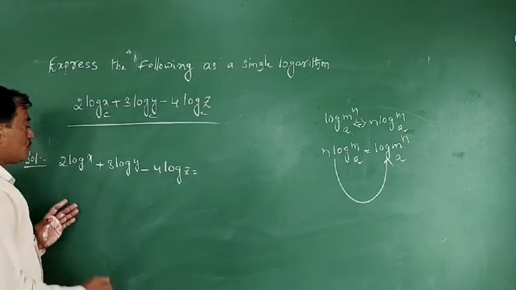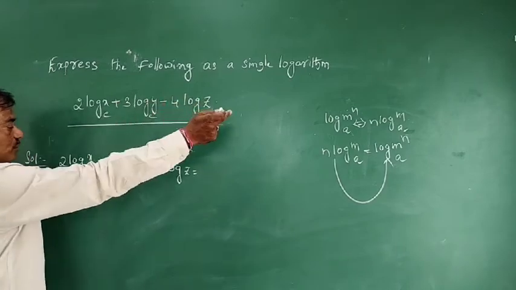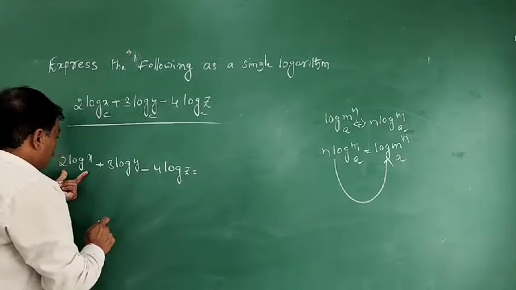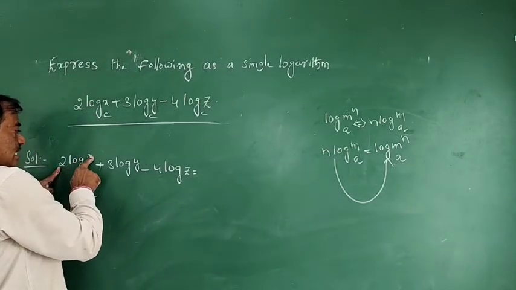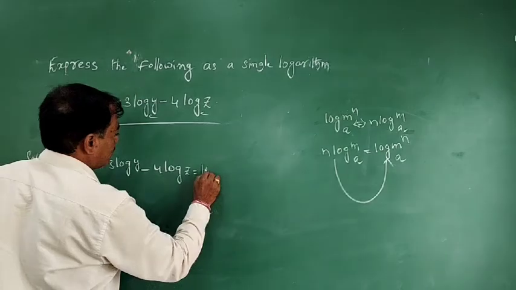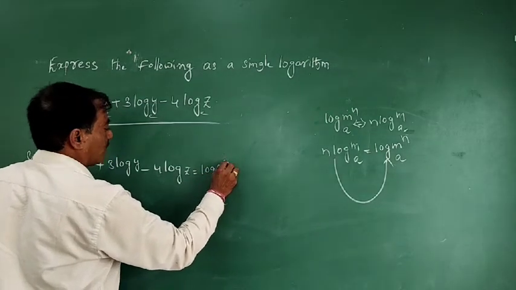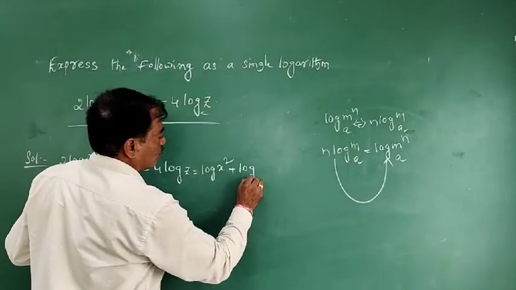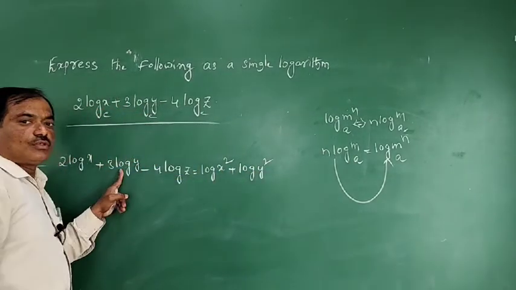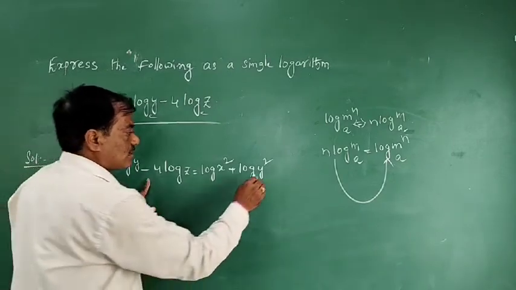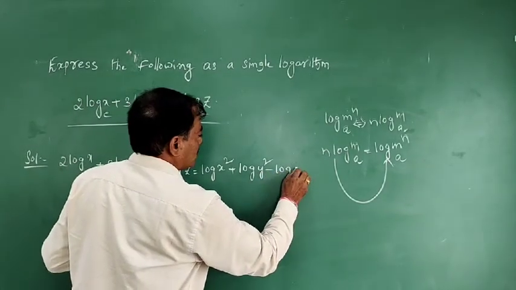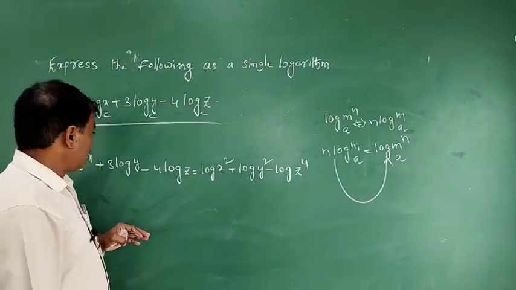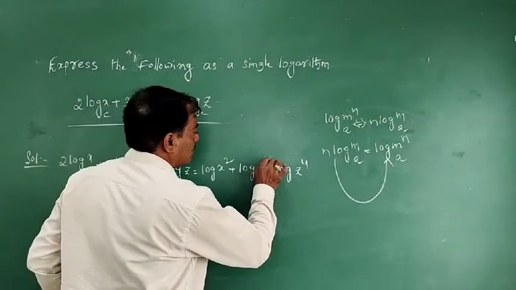Solution. First, 2 log x plus 3 log y minus 4 log z is given. Okay, so first we use the first property. What is the first property here? This is the form of n log m to the base a. So it can be written as log x to the power of 2, then the second term plus log y to the power of 3, and minus is as it is, log z to the power of 4. Yes, the first step is over. This is y cube.